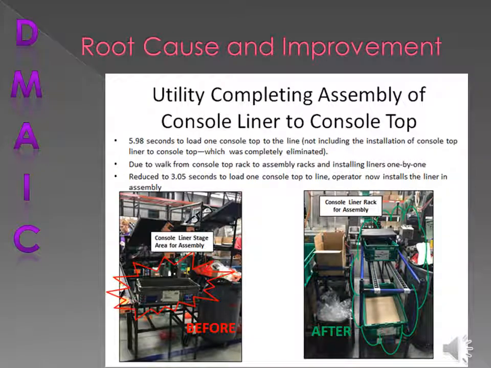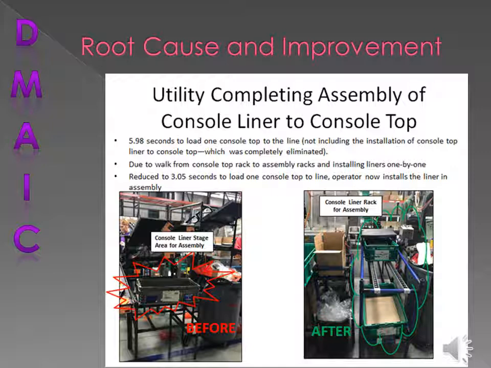So the second root cause, I found that the utility operator was actually performing a secondary assembly task, and per the standard of the company, we do not want the utility operators actually performing assembly tasks. They should just be delivering parts. And so we don't really know how this happened, but I did a quick time study on the secondary assembly fixtures and found that one of the operators had a little bit of wait time, and they were able to easily install the console liner within the secondary assembly processes.